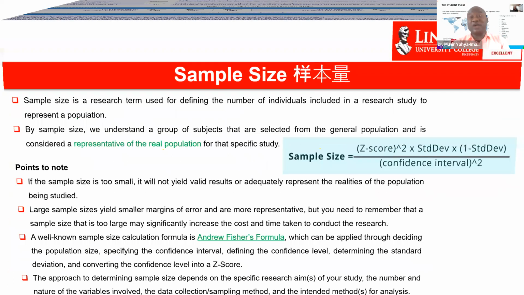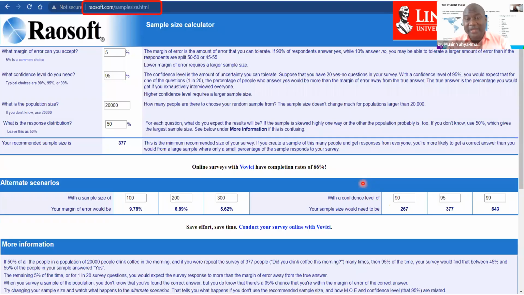One of them is Raosoft. Raosoft is a tool that allows you to calculate the sample size. All you need to do is go to the site called raosoft.com, then click on the option called sample size. That will take you to this place, or you can straight away type in this particular link. That will bring you to this page.